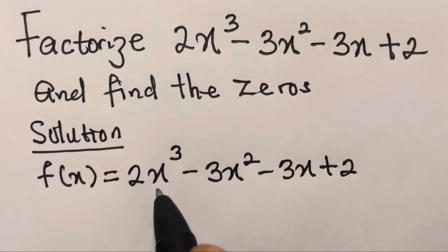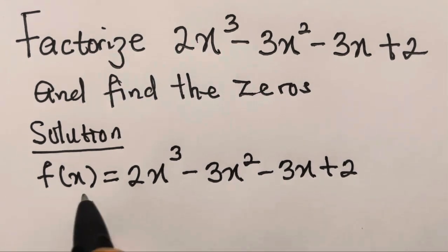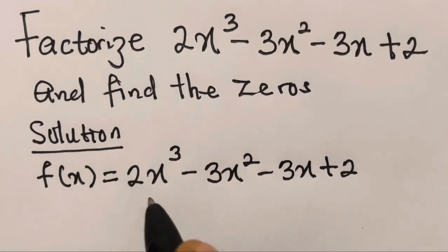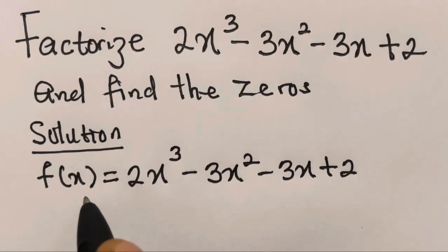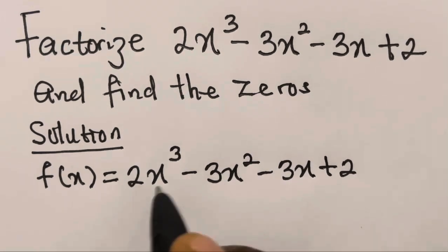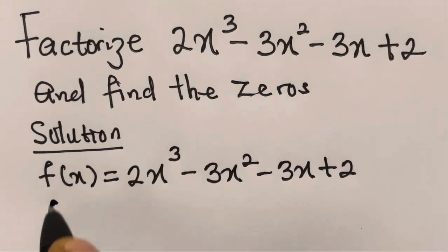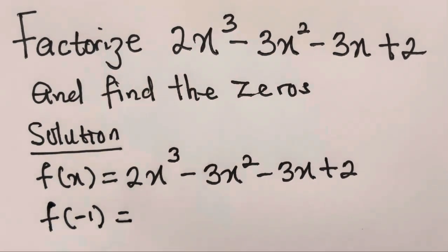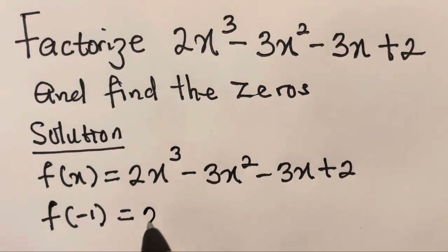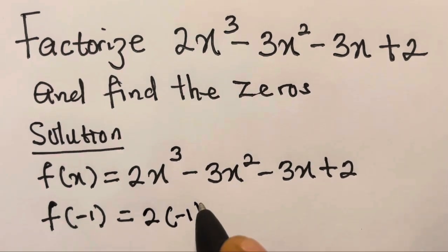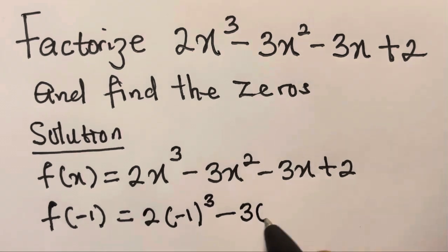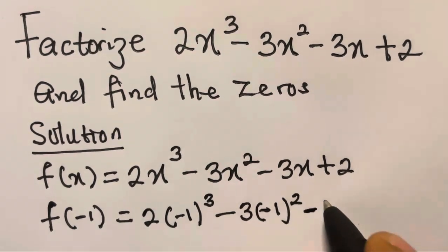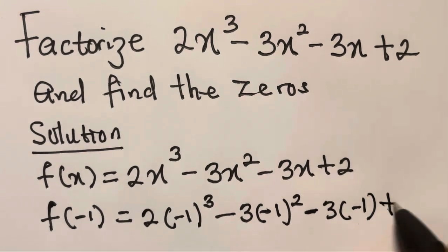So let's look for the factor of x to make this f of x equals 0. Let's test first. If you look, you see that we can have minus 1 to make this equal 0. So let x equals minus 1. If you substitute this here, x is equal to minus 1, we have 2 times minus 1 cubed, minus 3 times minus 1 squared, minus 3 times minus 1 plus 2.